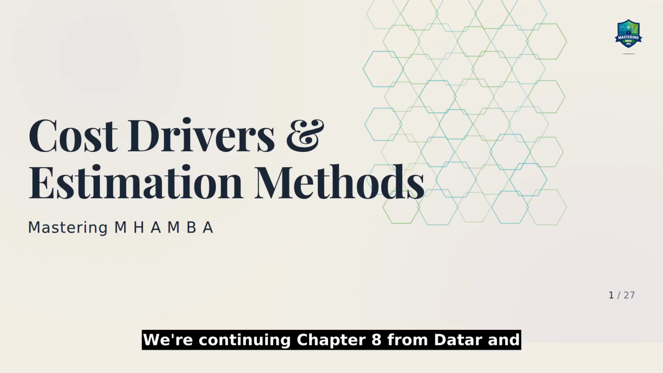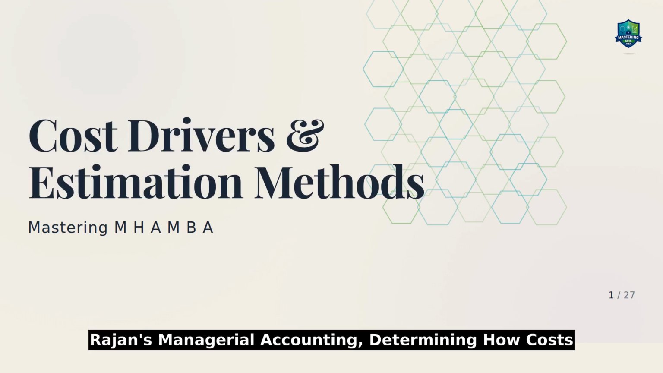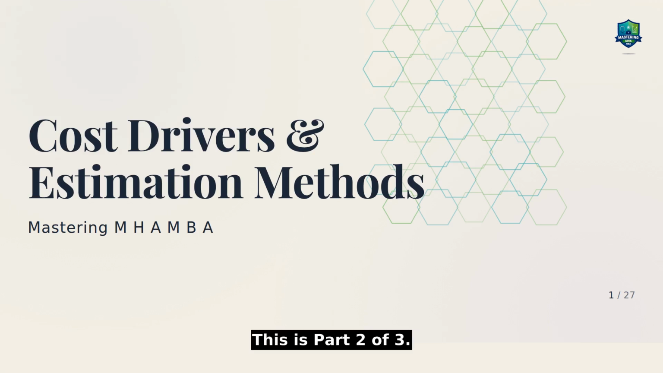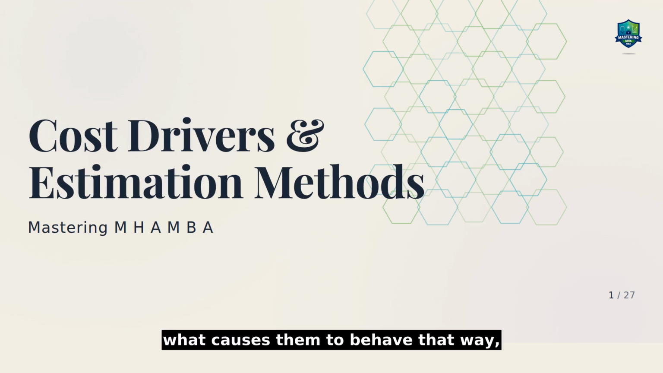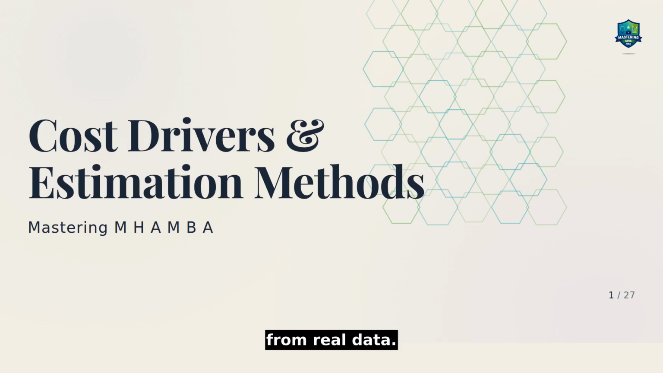We're continuing Chapter 8 from Datar and Rajan's Managerial Accounting, determining how costs behave. This is part 2 of 3. In part 1, we described how costs behave. In part 2, we moved to the harder question: what causes them to behave that way, and how do you estimate the relationship from real data?